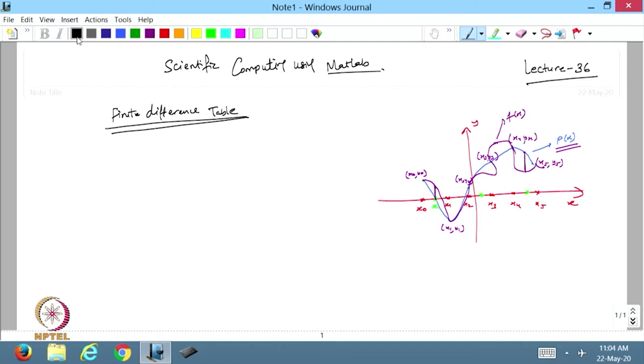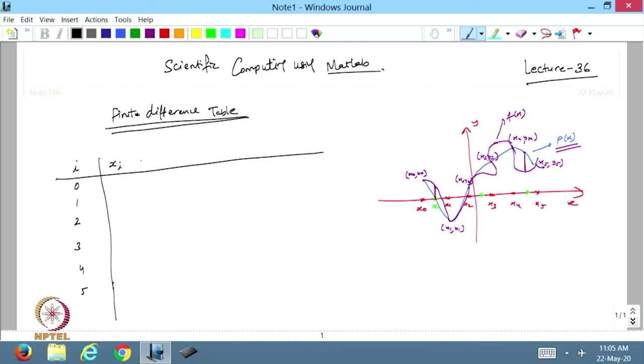So let us make the finite difference table. In the finite difference table, suppose this is given to me. I will start with the table. This is my indexing: 0, 1, 2, 3, 4, 5. We have values up to 5, so I will take only up to 5.